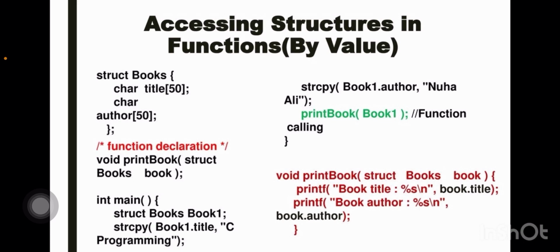The print book method is called, and we are passing it the parameter book1, that is a struct type parameter. That means we will now access the structure in the print book function, and we are passing the structure type variable, that is book1.